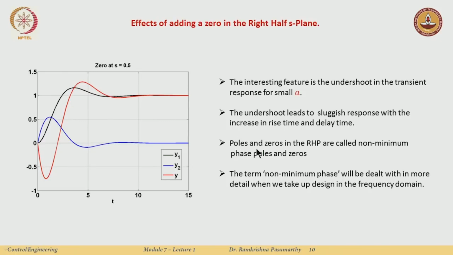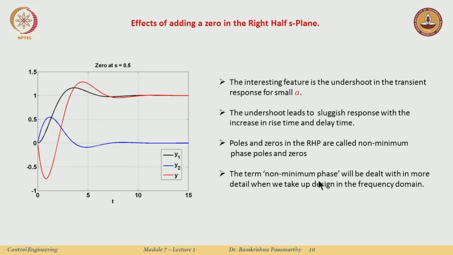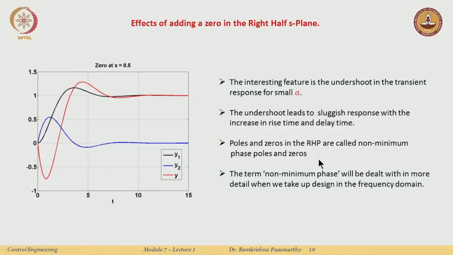When poles and zeros are in the right half plane, these are called non-minimum phase poles and zeros. We defined this last time, and we will still stick to that definition: if all the poles and zeros are to the left, then it is a minimum phase system, and if some sit to the right, it is a non-minimum phase system. We will deal with this when we talk about design in the frequency domain, or there will be a special module on just dealing with right half plane zeros. At the moment we will just restrict ourselves to this definition, which will be enough for our analysis.